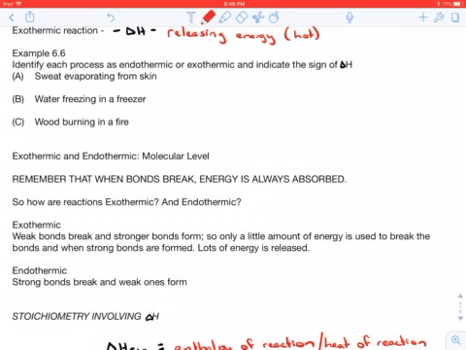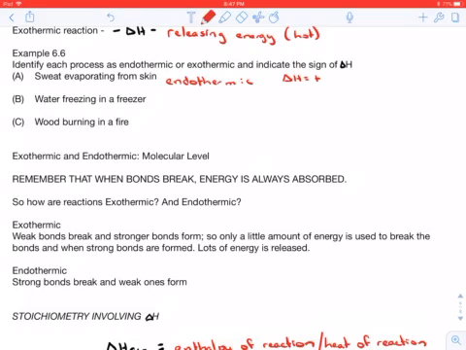So we have an example right here, example 6.6. We're supposed to identify each process as endothermic or exothermic, and indicate the sign of delta H. So, sweat evaporating from the skin. I'll give you a second to think about it. Sweat evaporating from the skin is going to be endothermic, and so delta H's sign will be positive. The skin must supply the heat for the perspiration to continue to evaporate. It also feels cool to the touch; the reason you sweat is so you can cool your body down a little bit, and that's exactly what's happening.